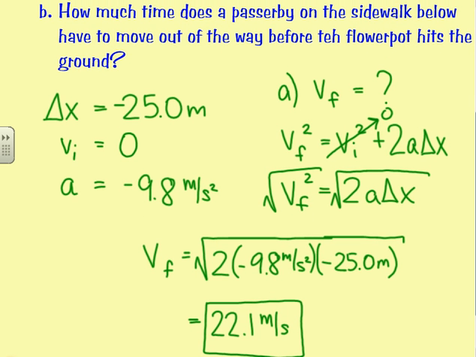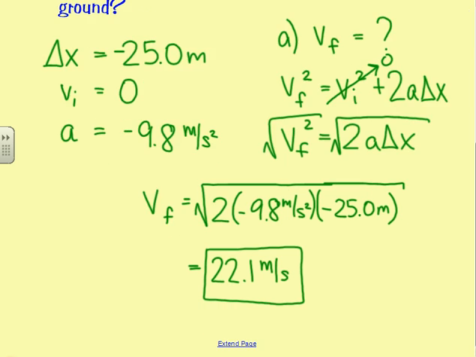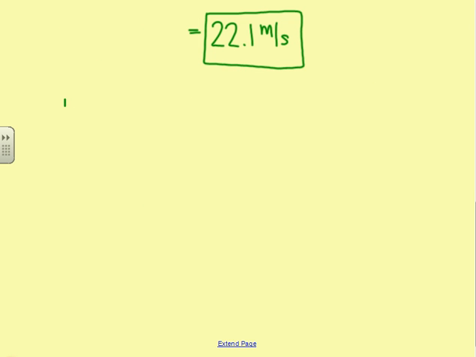Moving on to part B. How much time does a passerby on the sidewalk below have to move out of the way before the flower pot hits the ground? This is a fancy way of asking how much time does it take for the flower pot to hit the ground. So in part B, we're looking for time.